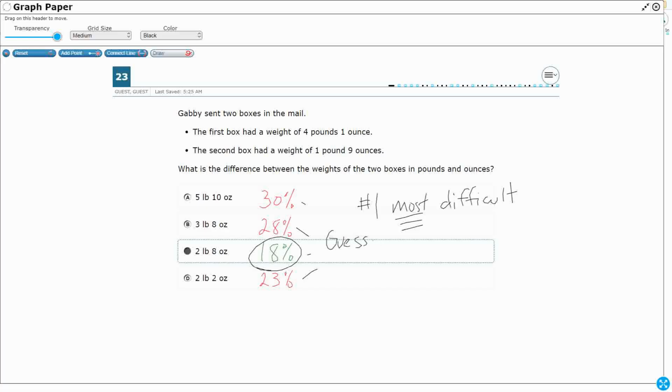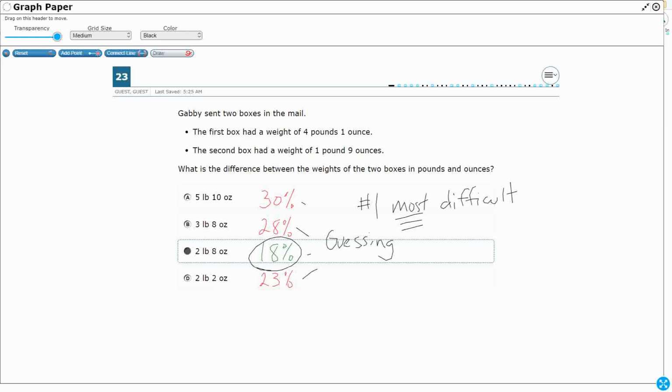So students really didn't have a good idea of how to solve this. Even the 18% that got this, there's probably a significant portion of that 18% that actually guessed that. So students felt very lost on this one. So how do we get some of these answers?